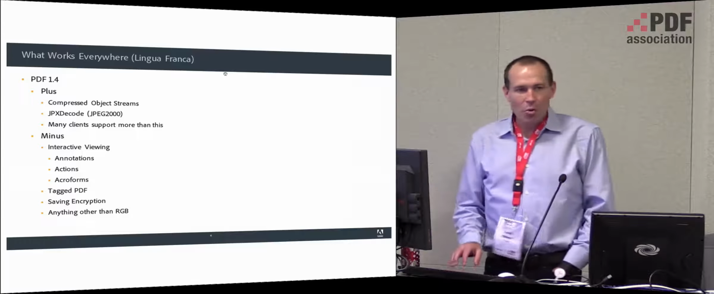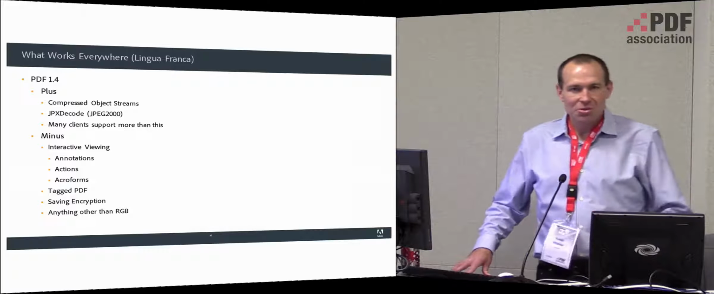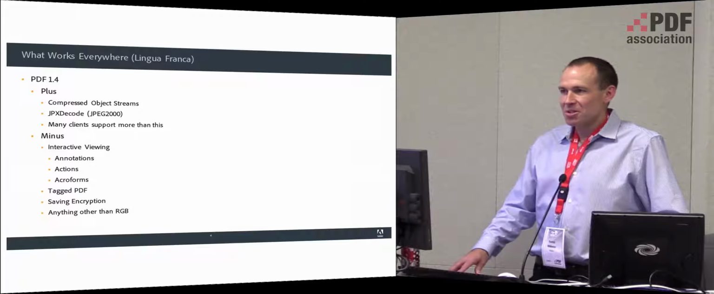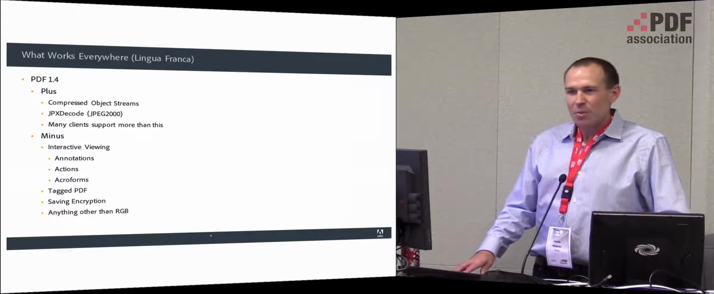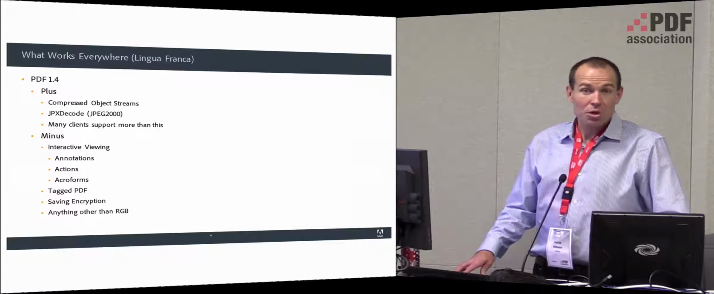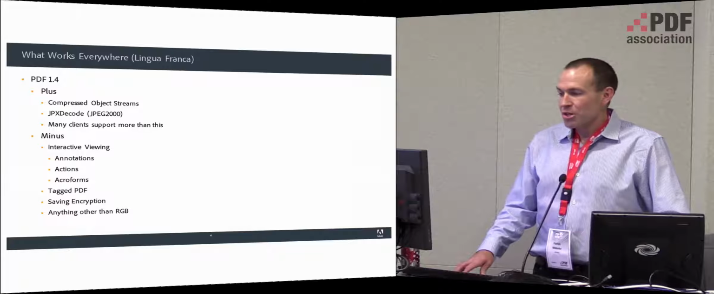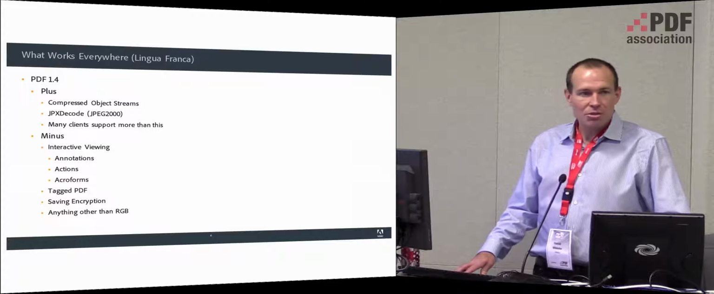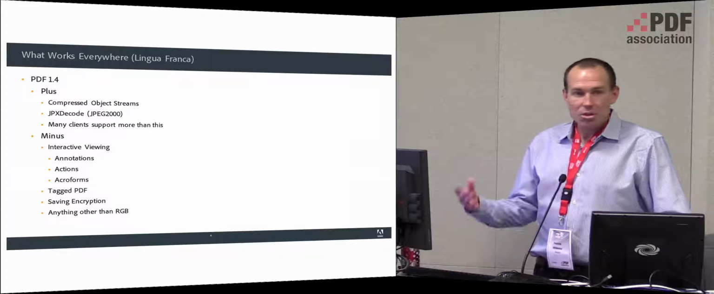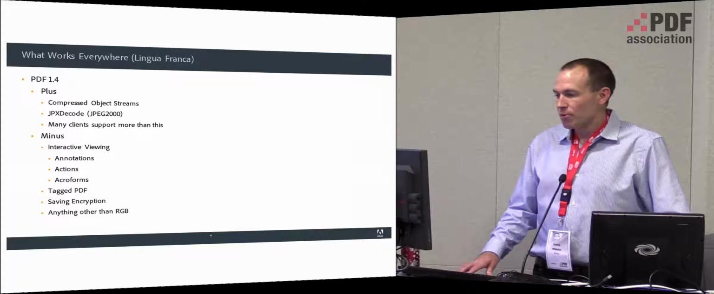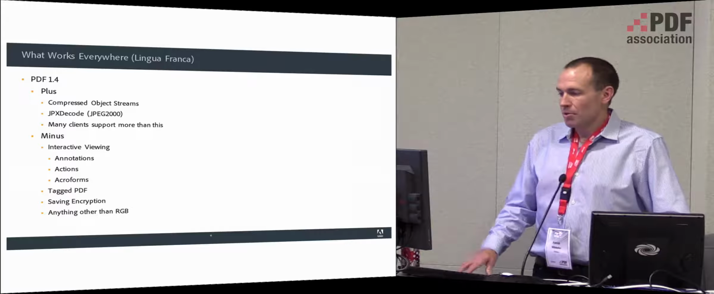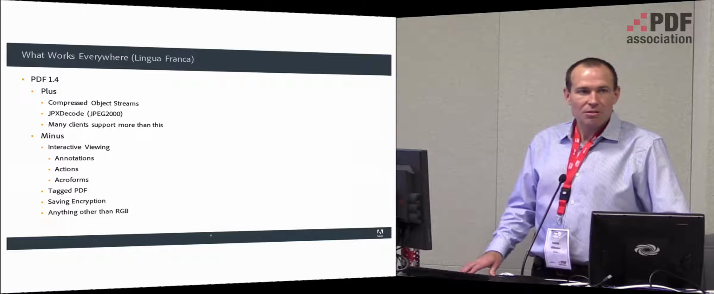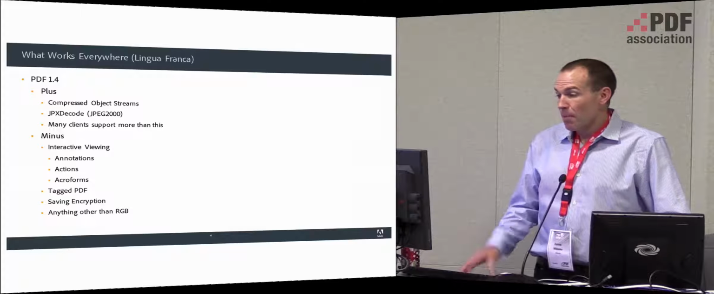And I wanted to talk a little bit about what I think works everywhere. And you guys, please chime in if you see things that you think are incorrect or correct here, because what we usually say is it's basically PDF 1.4, which is pretty old, but plus some things: compressed object streams, JPX decode, which is JPEG 2000. I think that came in PDF 1.5. Many clients actually support quite a bit more than this, but this is kind of the thing that is baseline support for everyone.